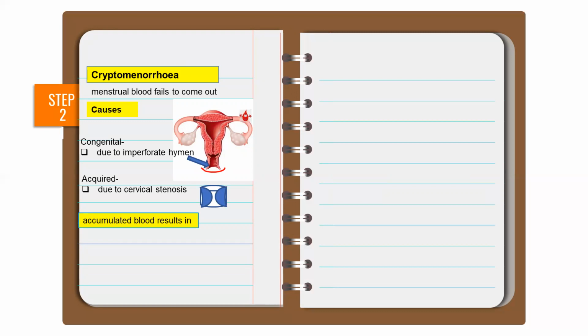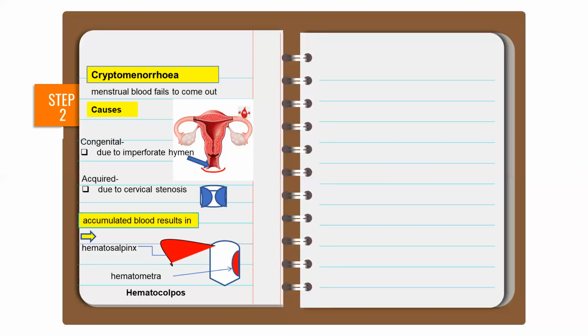So what happens when blood cannot come out of the vagina? Of course, it will get accumulated behind the obstruction, right? This accumulated blood results in hematosalpinx. What do you mean by hematosalpinx? Hemato means blood and salpinx is the fallopian tube. So blood gets accumulated in the fallopian tube and we call this hematosalpinx. Then hematometra, blood in the endometrium. Then hematocolpos, blood in the vagina, which causes retention of urine. So we have learned the definition and what causes cryptomenorrhea.